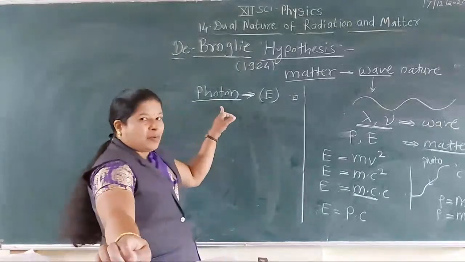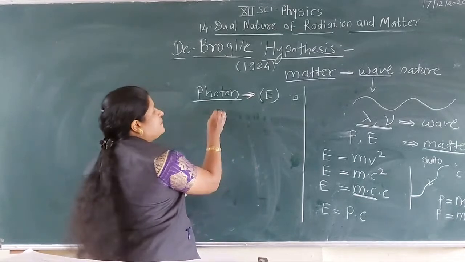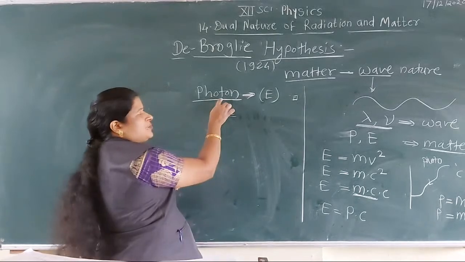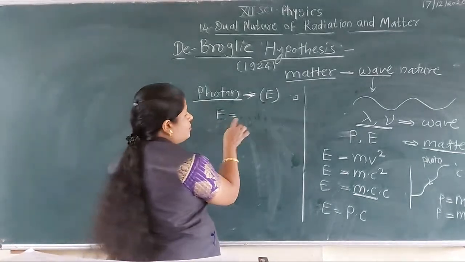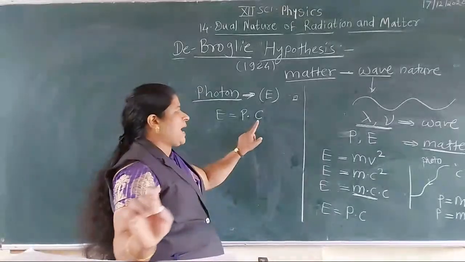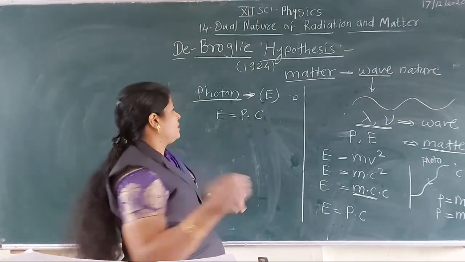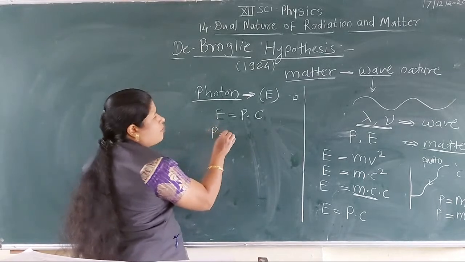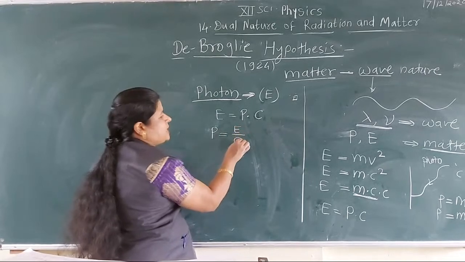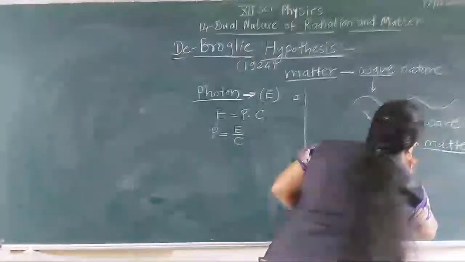So in case of photon, the energy equation becomes E is equal to P into c: momentum multiplied by speed of photon, that means c. So momentum P is equal to E divided by c.